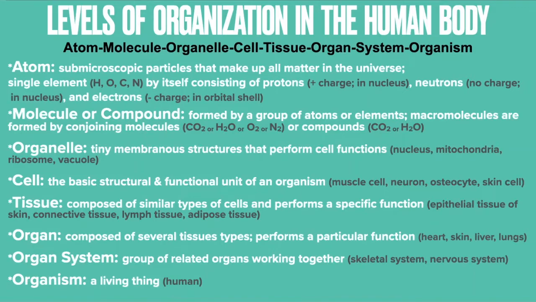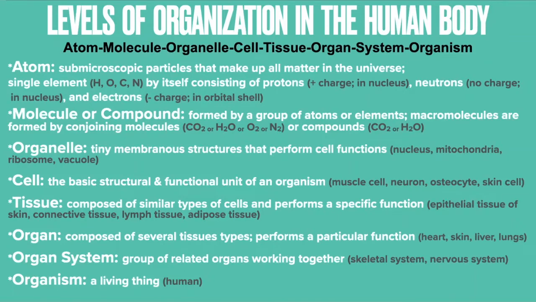So we have a muscle cell, a neuron, an osteocyte. An osteocyte would be a bone cell. Then we have a skin cell. Now, for humans, cells cannot live on their own by themselves. We do know that protists and bacteria can be unicellular, living on their own, but that's not going to be the case for humans. Now, cells have to be grouped together to form a larger structure, which is a tissue.